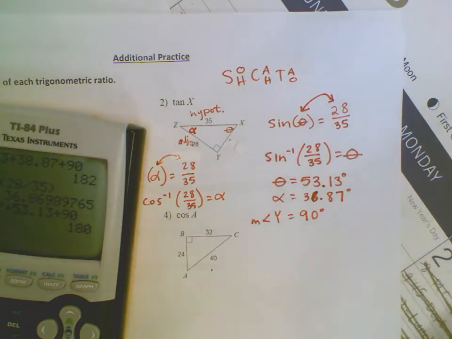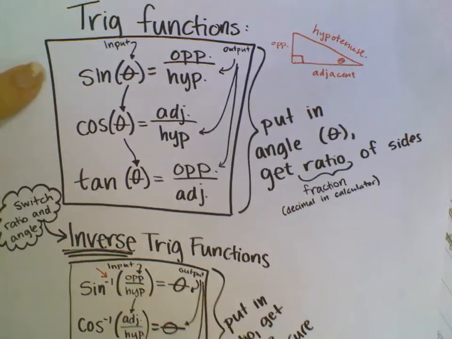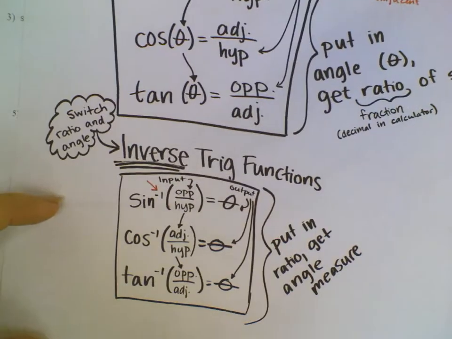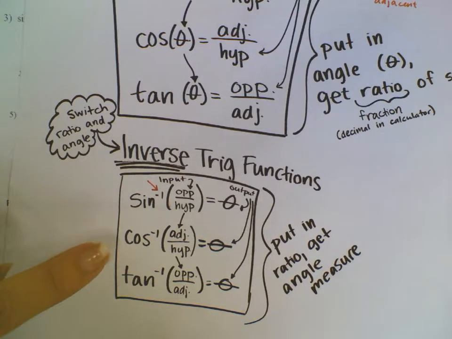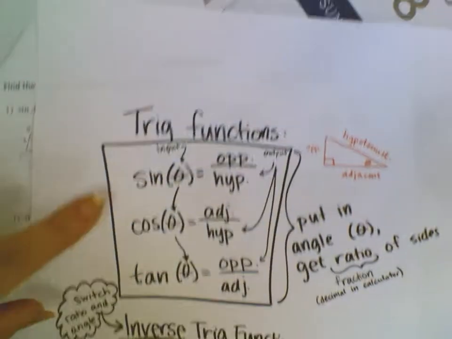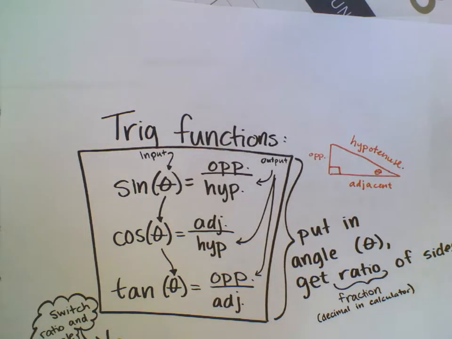I can use my trig functions, these ones right here. These ones help me solve for missing sides. The inverse helps me solve for missing angles. So if you're looking for an angle measure, you'll be using the inverse. If you're given the angle measure, then you can solve for missing sides in the triangle.